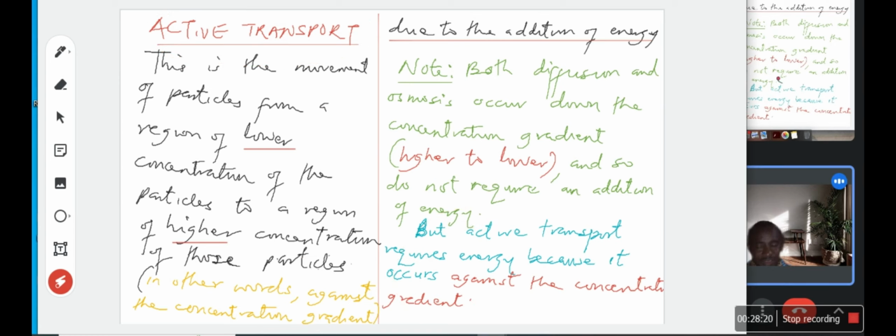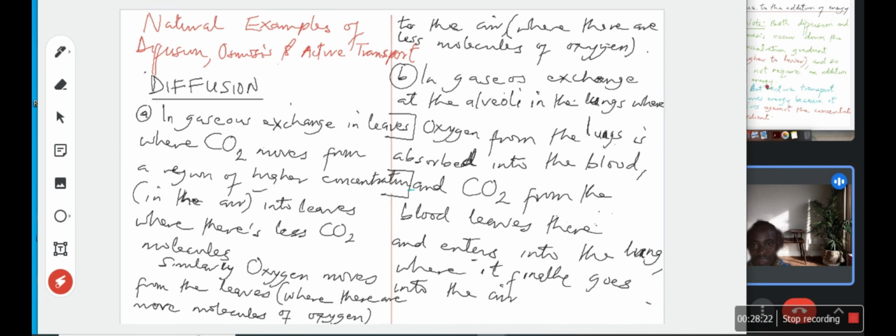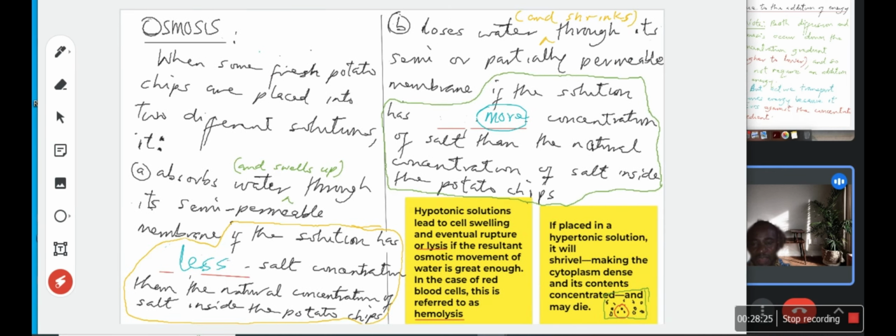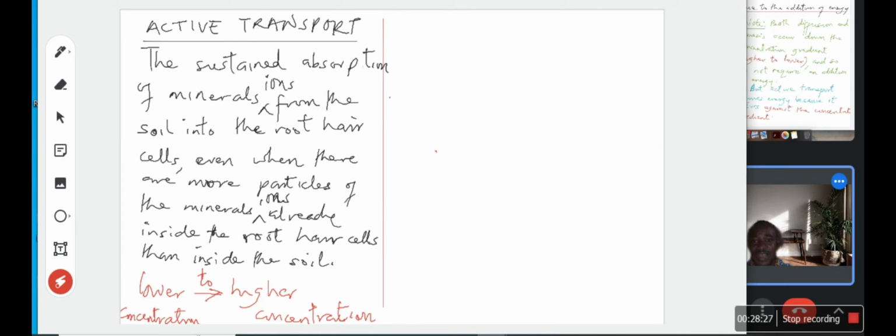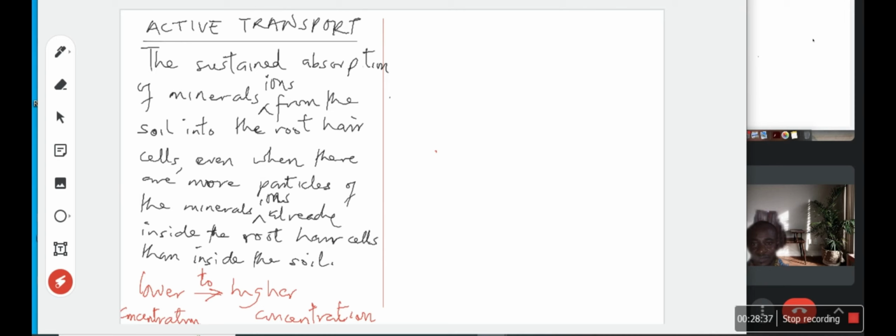Because in root hair cells, let's go there. Go to page 10. You're there. Read it out. The sustained absorption of mineral ions from the soil into the root hair cells, even when there are more particles of the mineral ions already inside the root hair cells than inside the soil, lower to higher concentration.